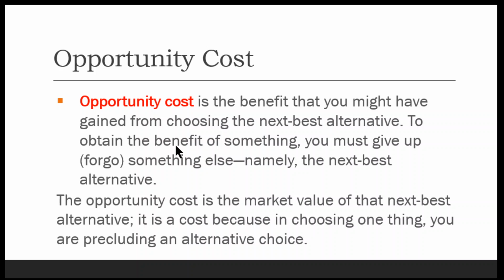Okay? Because you're not able to choose the other alternative, then there is a cost for you. And what is this cost? An opportunity that is lost. So it is the benefit that you might have gained from choosing the next best alternative. To obtain the benefit of something, you must give up or forgo something else, namely the next best alternative.